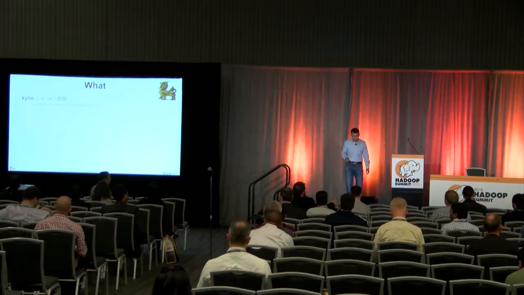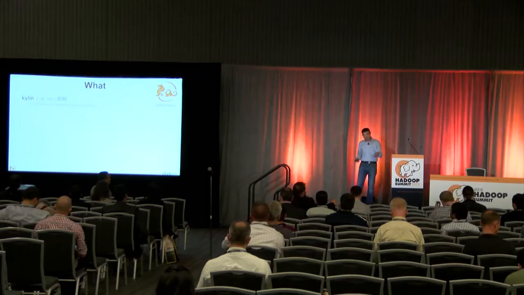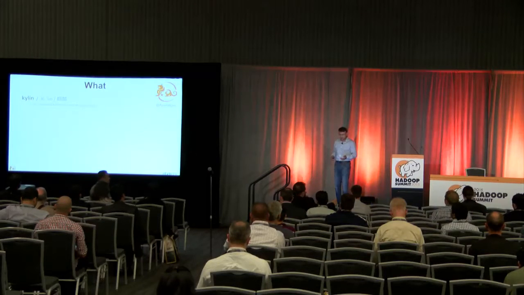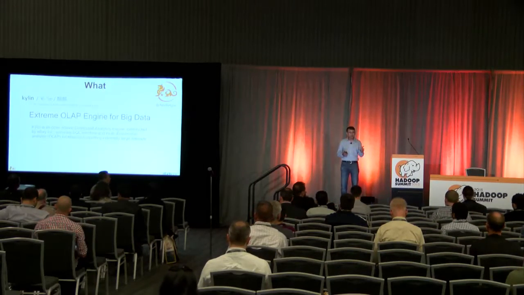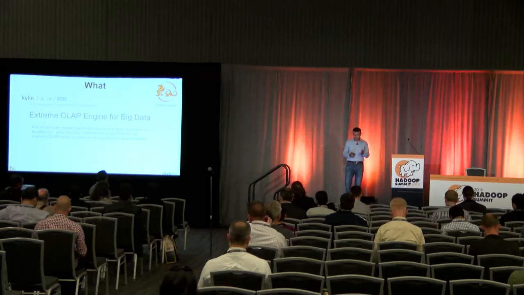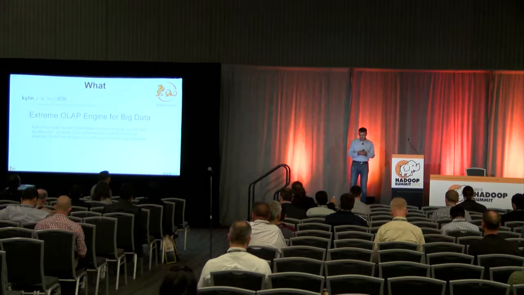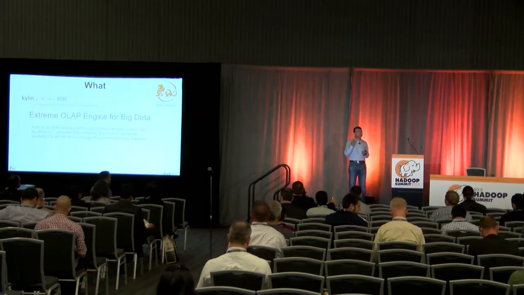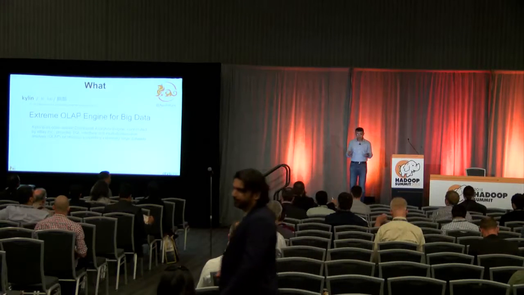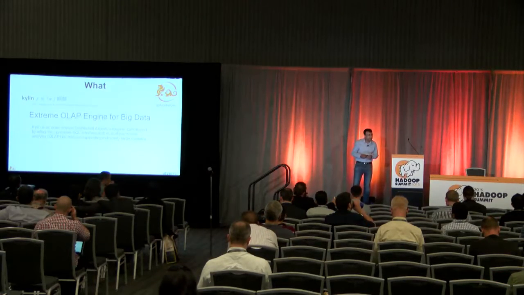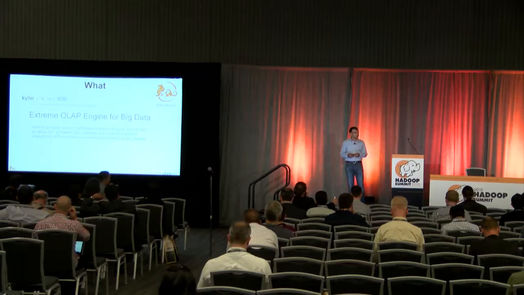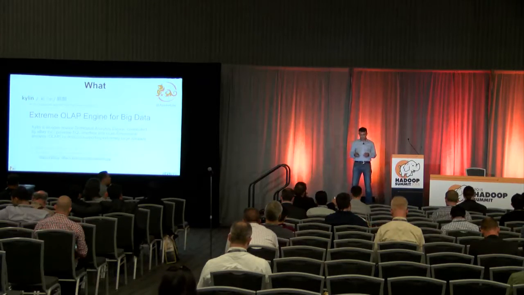So Kylin, you can call it Kylin or Chilin, right? In Chinese, it's Chilin. It is our extreme OLAP engine for big data. It's an open source distributed analytics engine that eBay contributed. It's an Apache incubated project that provides pure ANSI SQL and multi-dimensional analysis, OLAP on Hadoop, on extremely, extremely large data sets. If you have a very small data set, this is going to do it really well, but that's not the use case that we want to attack.